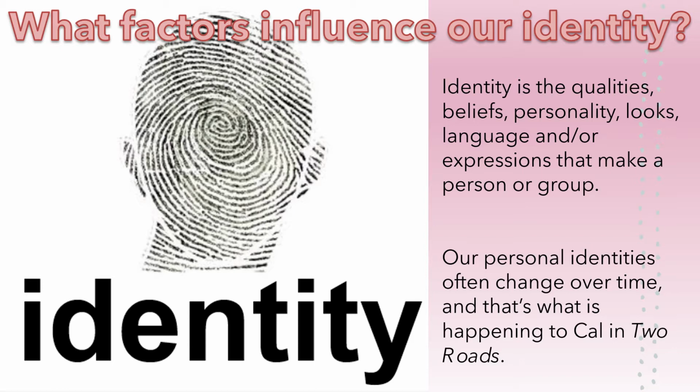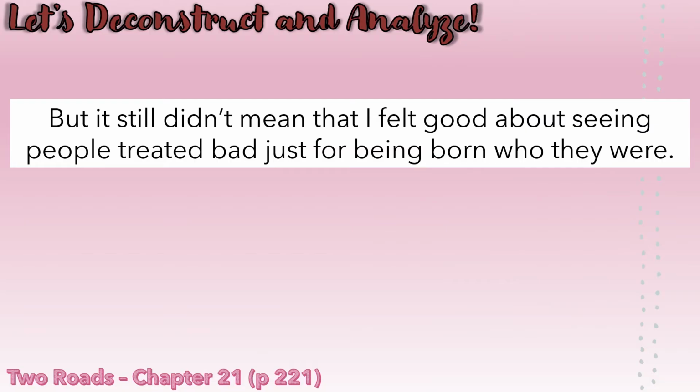Our personal identities often change over time, and that's what is happening to Cal in Two Roads. Reading and analyzing a character's exploration of their own identity can often lead us toward possible themes for those texts. So we're going to take a look at that last sentence from our chunk and break it down to better understand what the author is trying to say.